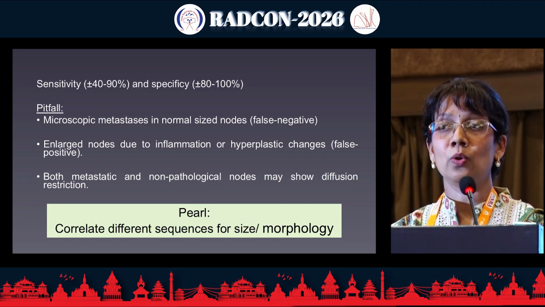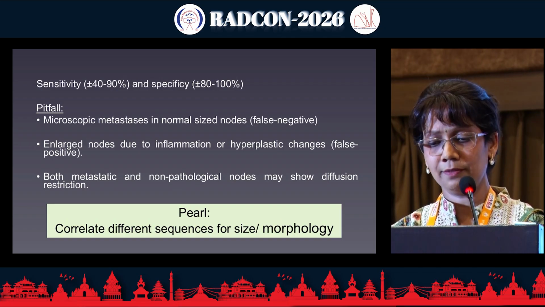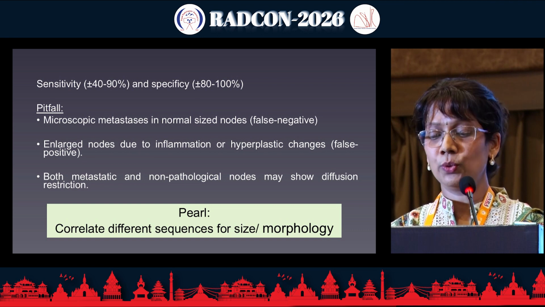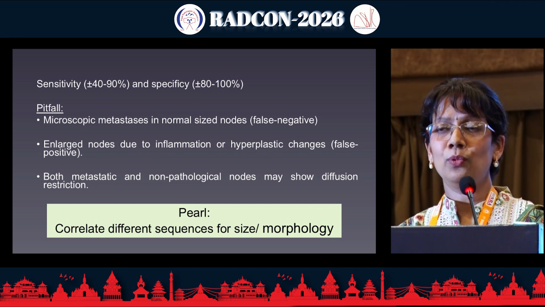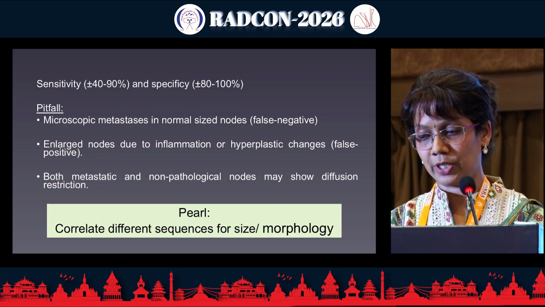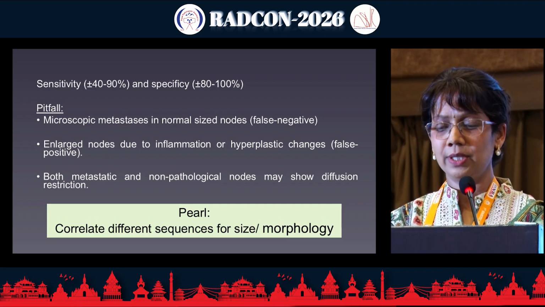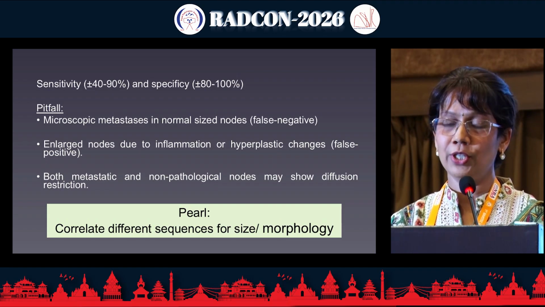Microscopic metastasis in normal-sized nodes may be there, causing a false negative. Enlarged lymph nodes due to inflammation or hyperplastic changes cause a false positive. And both the metastatic and the non-pathological nodes can show diffusion restriction. So it is important that we correlate different sequences, look for the size and morphology of the lymph nodes.